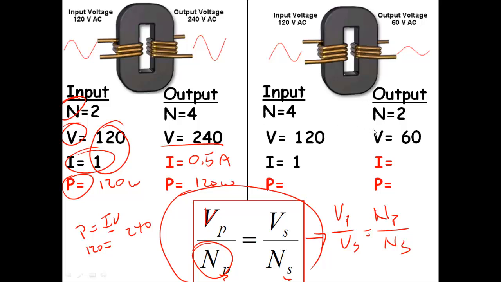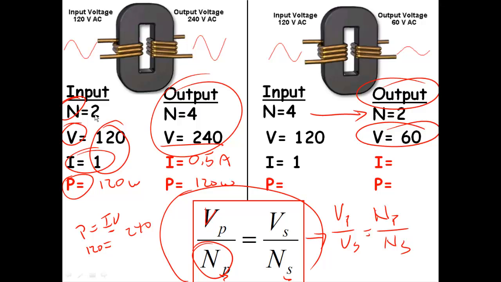In fact, both cases, let's focus on the one on the right. Look what happened to the number of coils. We have half the number of coils in the output, therefore we have half the voltage. On our original one, the one on the left, we have twice the number of coils and therefore twice the voltage. The one on the left is a step up. We've increased the voltage. The one on the right is a step down. We've decreased the voltage.